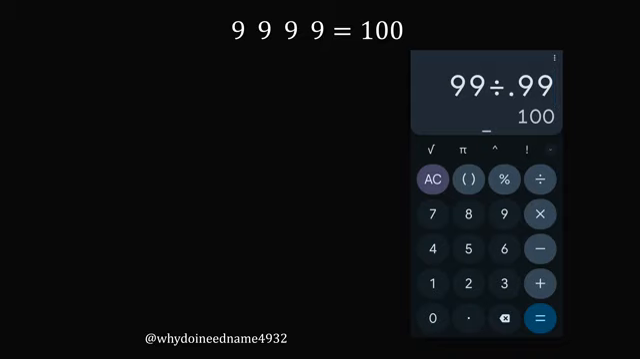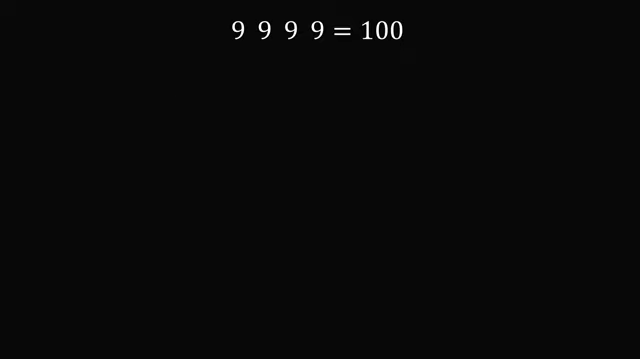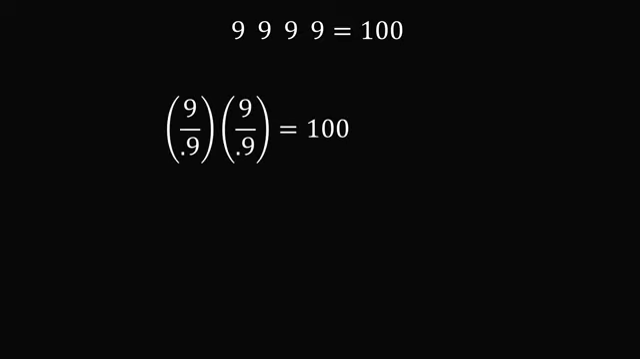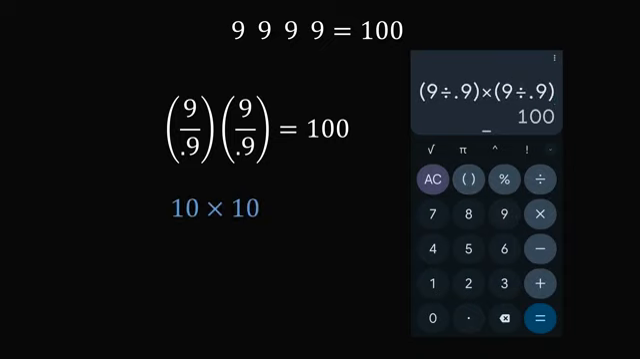A similar idea is 99 divided by 99%. This is also equal to 100. Next solution, 9 divided by 0.9 multiplied by 9 divided by 0.9 is equal to 100. This is because 9 divided by 0.9 is equal to 10, so we have 10 times 10, which of course equals 100.